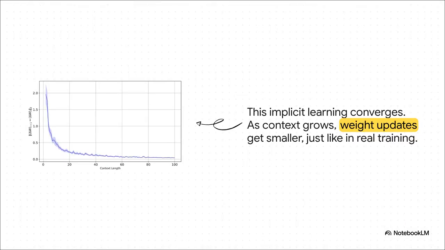And the evidence just keeps piling up. Look at this. As you give the model more and more examples in the prompt, moving from left to right on this chart, the size of those implicit updates actually gets smaller and smaller. The model is converging on the right answer. It's stabilizing its temporary knowledge, which is exactly what a model would do during a long traditional training process.